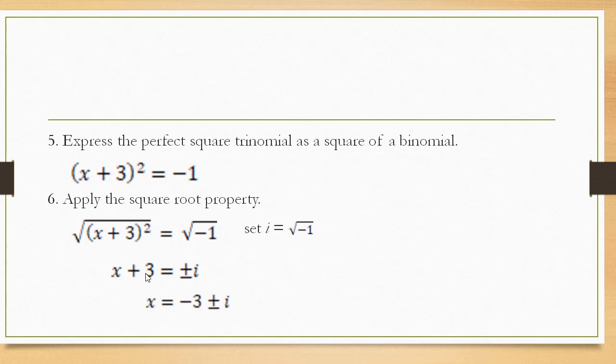After that, transpose the 3 across the equal sign. So, it becomes x is equal to negative 3 plus minus i. So, your solution set now, let's break it down, is negative 3 minus i and negative 3 plus i. So, that is now the solution to your quadratic equation.